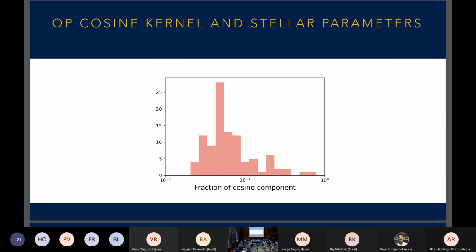And the reason why is that for my stellar models, a fairly substantial fraction of them show a secondary peak in their autocorrelation functions at half the stellar rotation period, despite that being a feature of the model curves that I have. The QP cosine GP was still preferentially pushing this fraction value to 0, to very small. So it was happily just pushing all of the information into the main QP component.